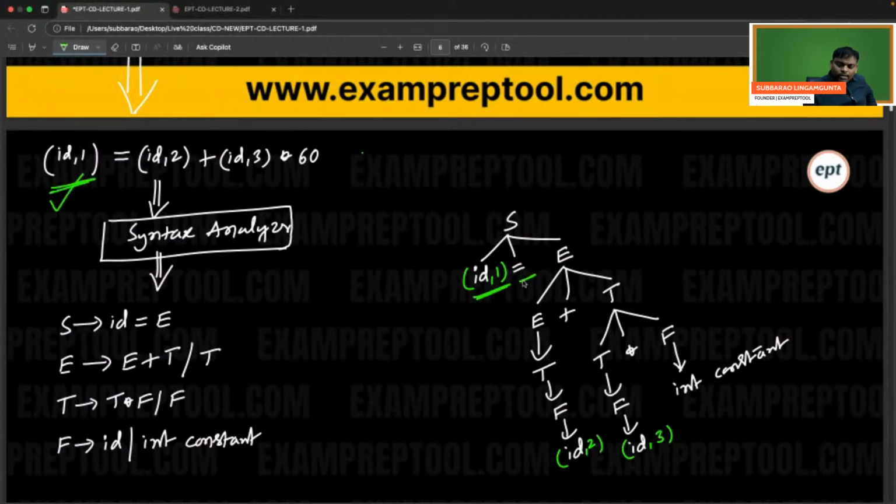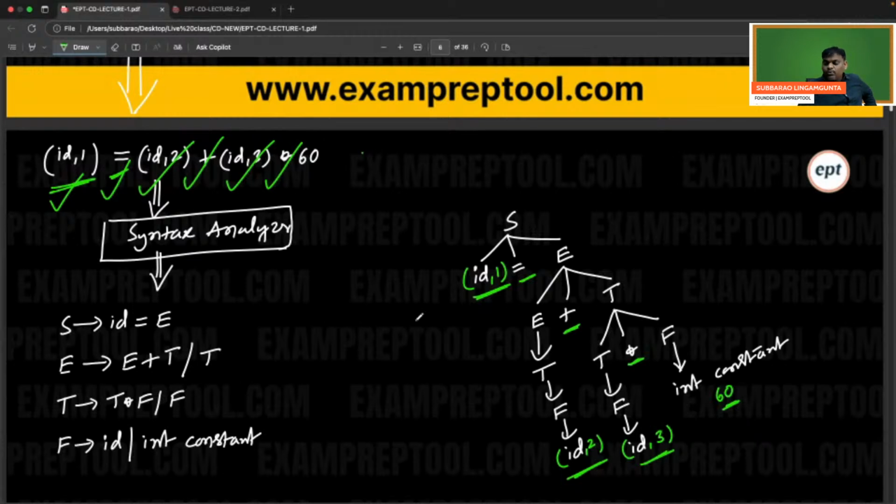Next is assignment. Next one, ID2. Next one, plus operator. Next one, ID3. Next one, star. Next one, this is 60.